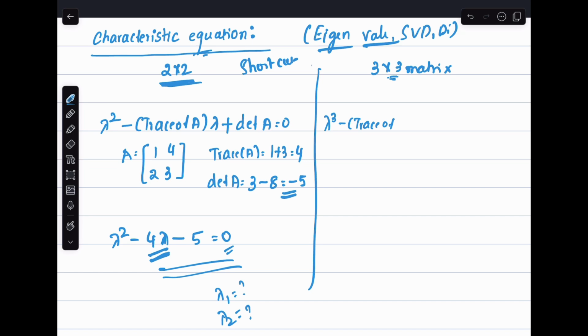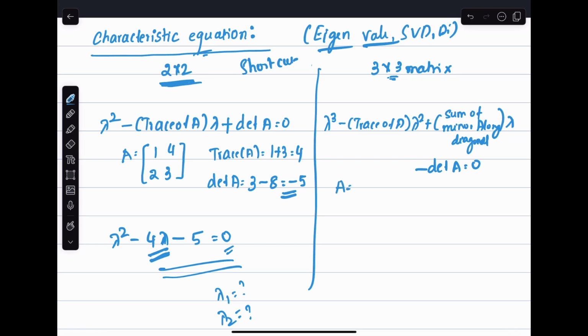Now let us see the 3 cross 3 matrix. It always starts with lambda cube minus trace of A into lambda square. Here is one more addition, that is the sum of the minors along the diagonal, into lambda, minus determinant of A, is equal to 0.